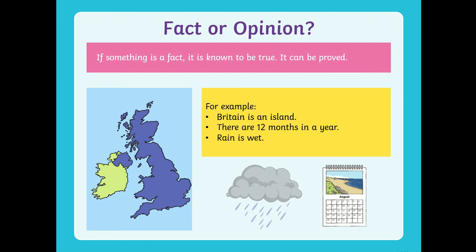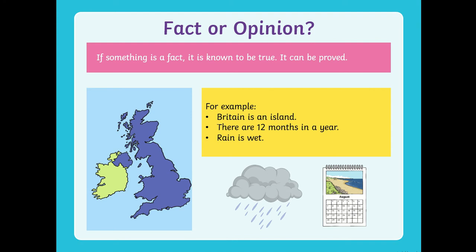So the aim is to recognize the difference between a fact and an opinion. And so, for some examples of facts, facts are truths. They can be proved, there is evidence for them. You cannot argue against a statement of fact. They are what they are. So, for example, Britain is an island. It is surrounded by water. There is no way anybody could argue against that. Everybody has to agree with it.